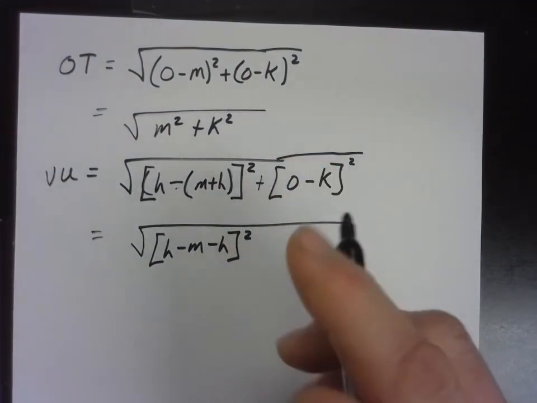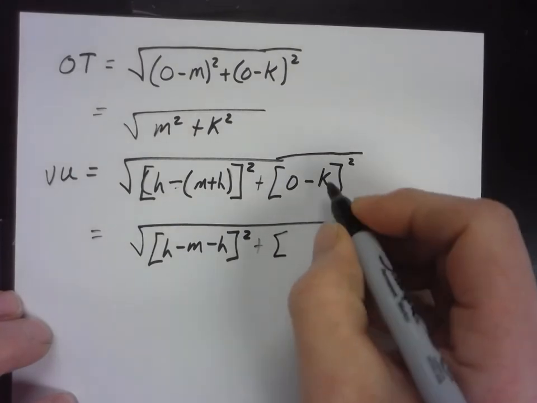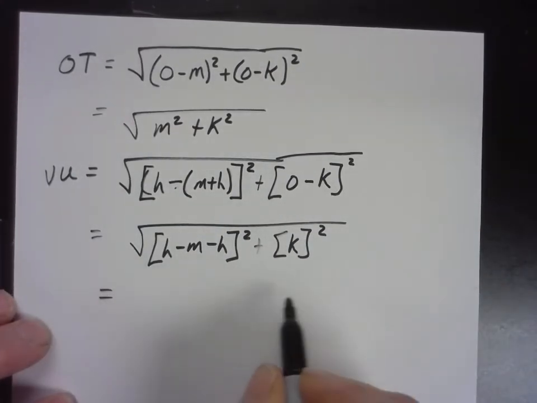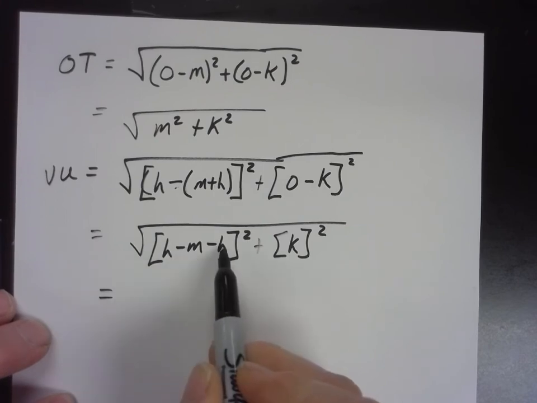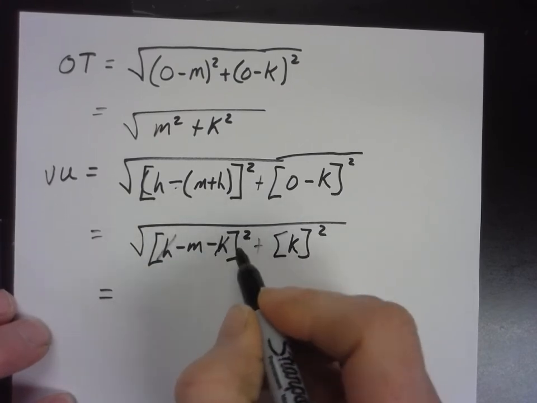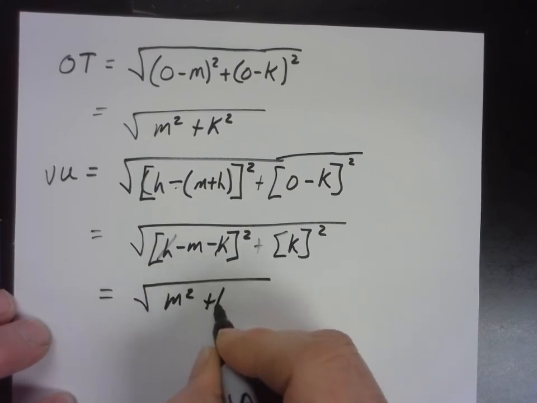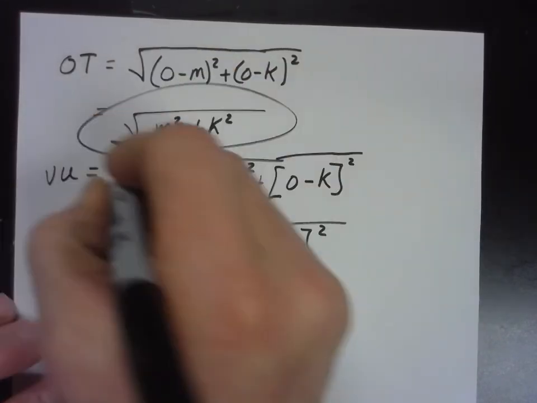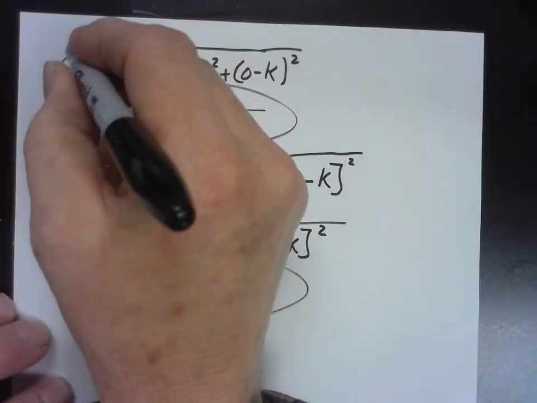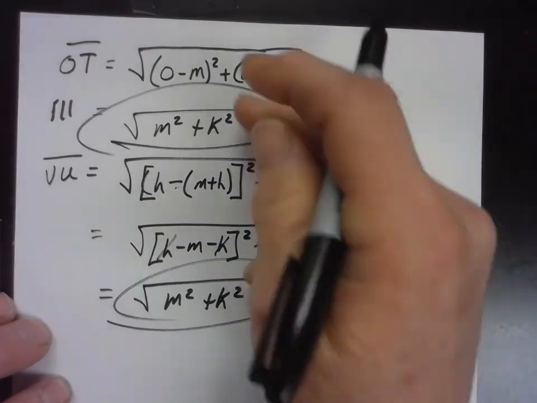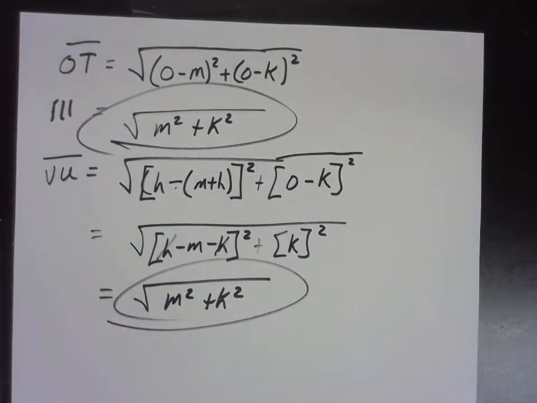Then over on the other side, that one's pretty simple. It boils down to K squared, doesn't it? But the important part here is, what's H subtract H? 0. And what's the opposite of M, squared? M squared plus K squared. So, this segment and this segment are congruent by the distance formula.